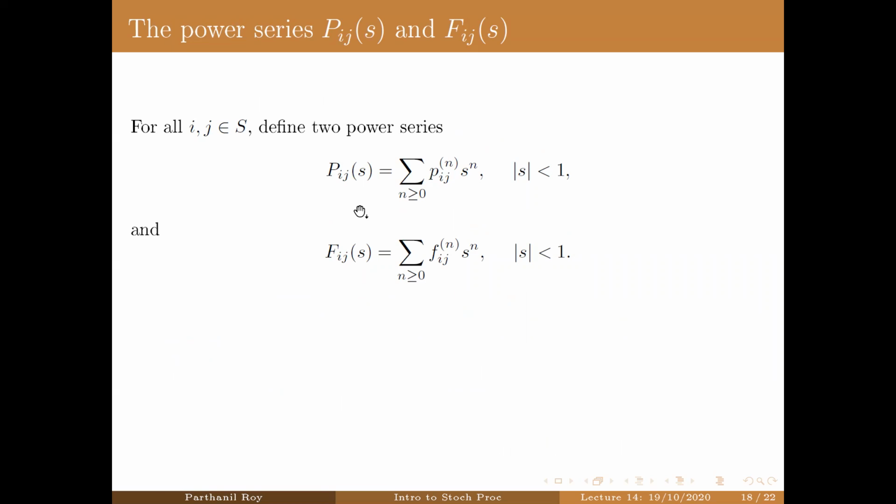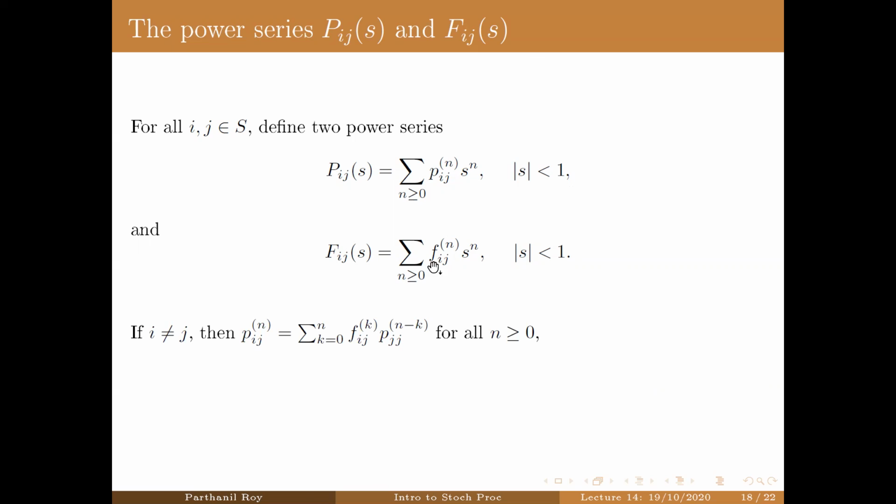Okay, so we have these two power series, which are the generating functions for the sequences P_ij^n and F_ij^n respectively. And we only care about the interval -1 to 1. Even though the actual radius of convergence can be strictly bigger than 1, we only care about this part of the generating function.